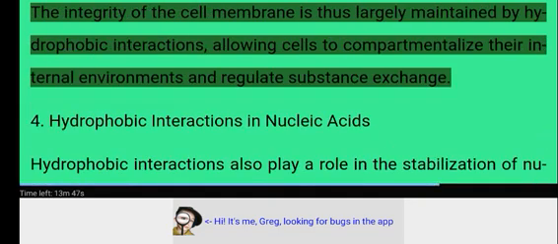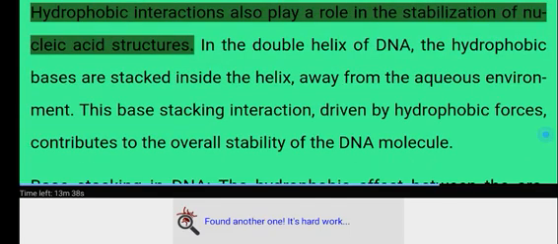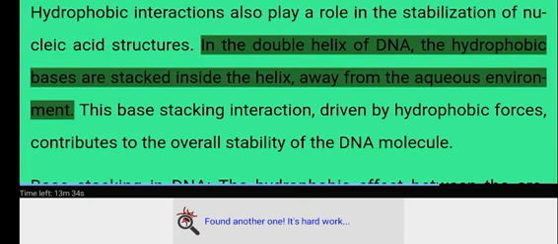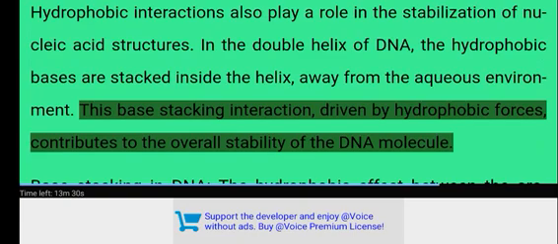The integrity of the cell membrane is thus largely maintained by hydrophobic interactions, allowing cells to compartmentalize their internal environments and regulate substance exchange. 4. Hydrophobic interactions in nucleic acids. Hydrophobic interactions also play a role in the stabilization of nucleic acid structures. In the double helix of DNA, the hydrophobic bases are stacked inside the helix, away from the aqueous environment. This base stacking interaction, driven by hydrophobic forces, contributes to the overall stability of the DNA molecule.